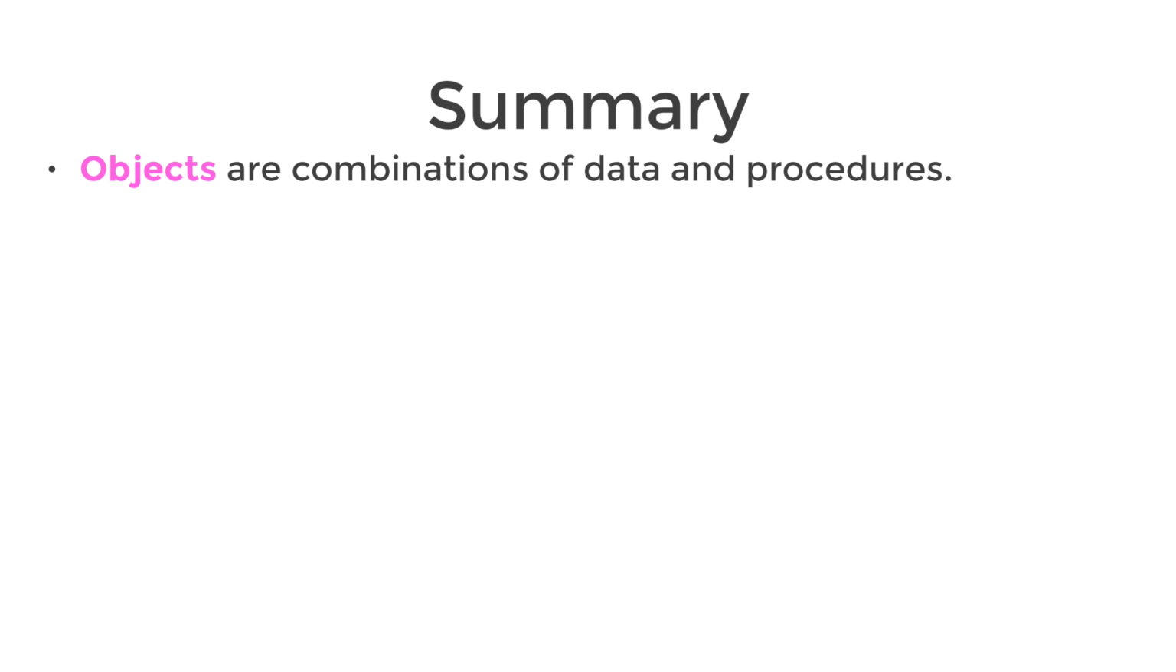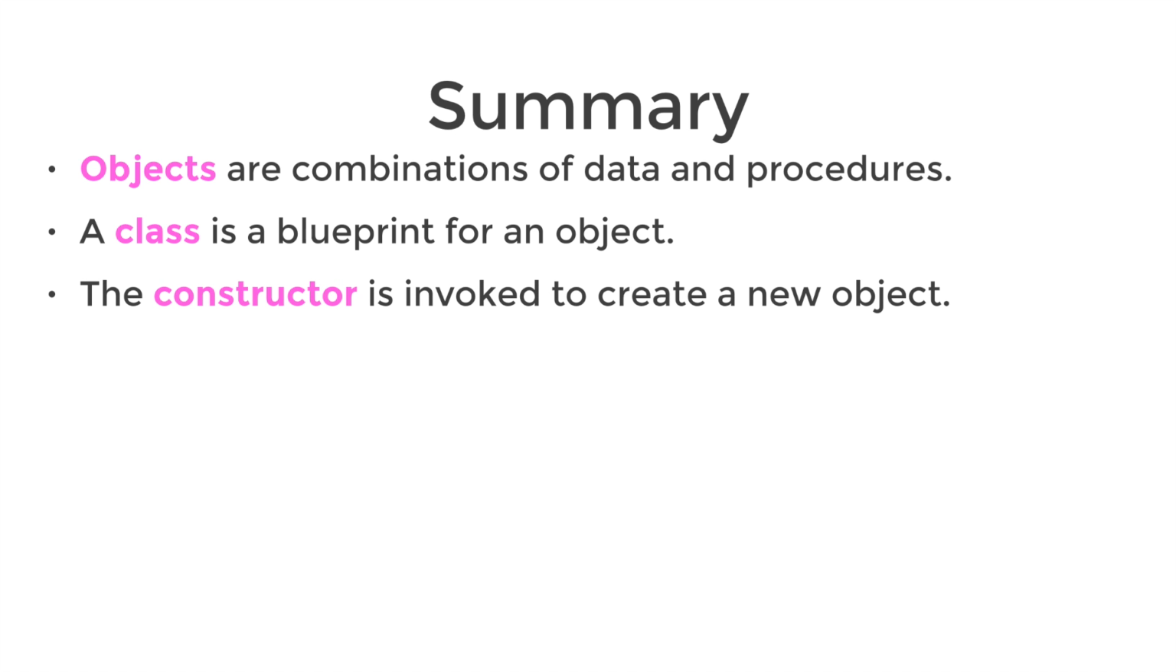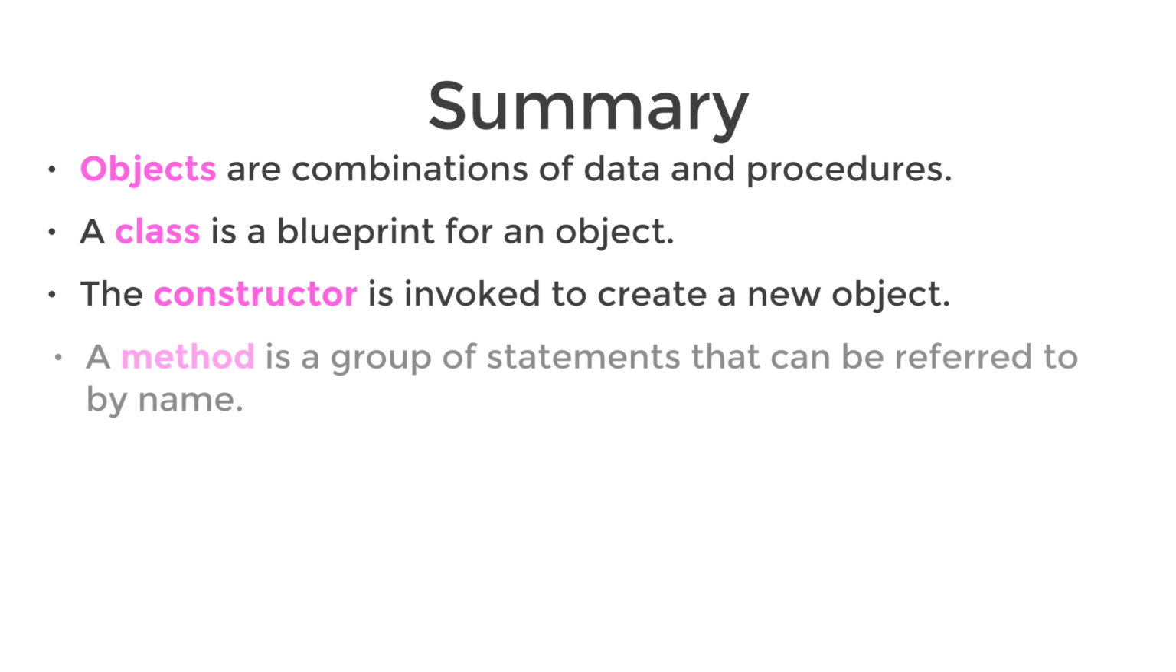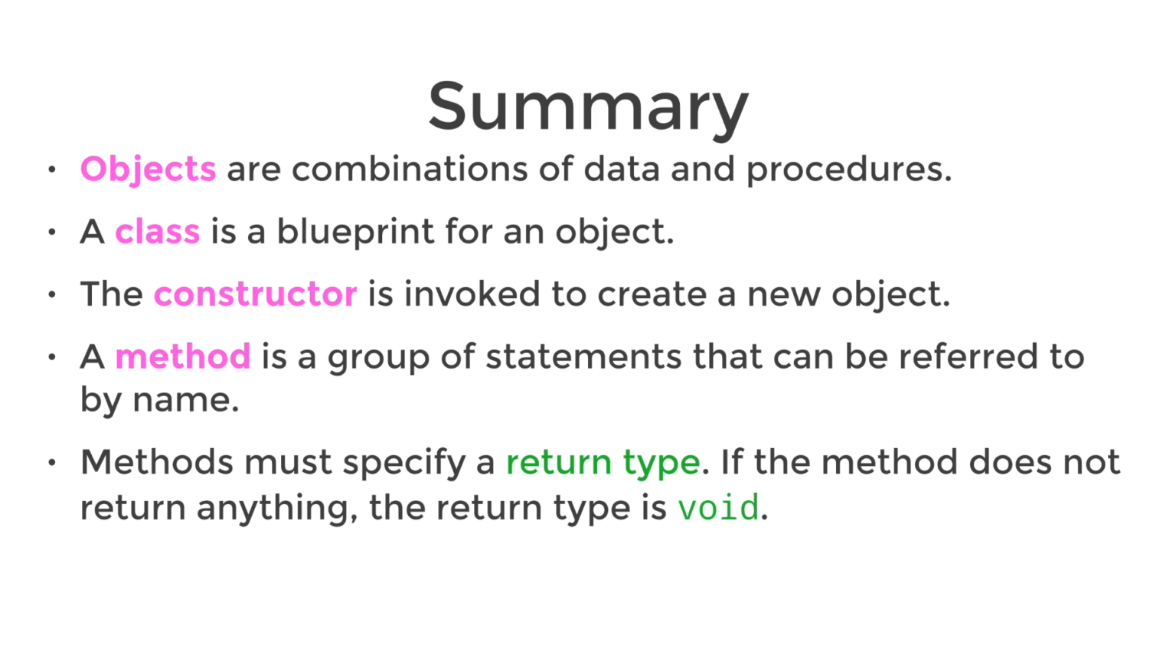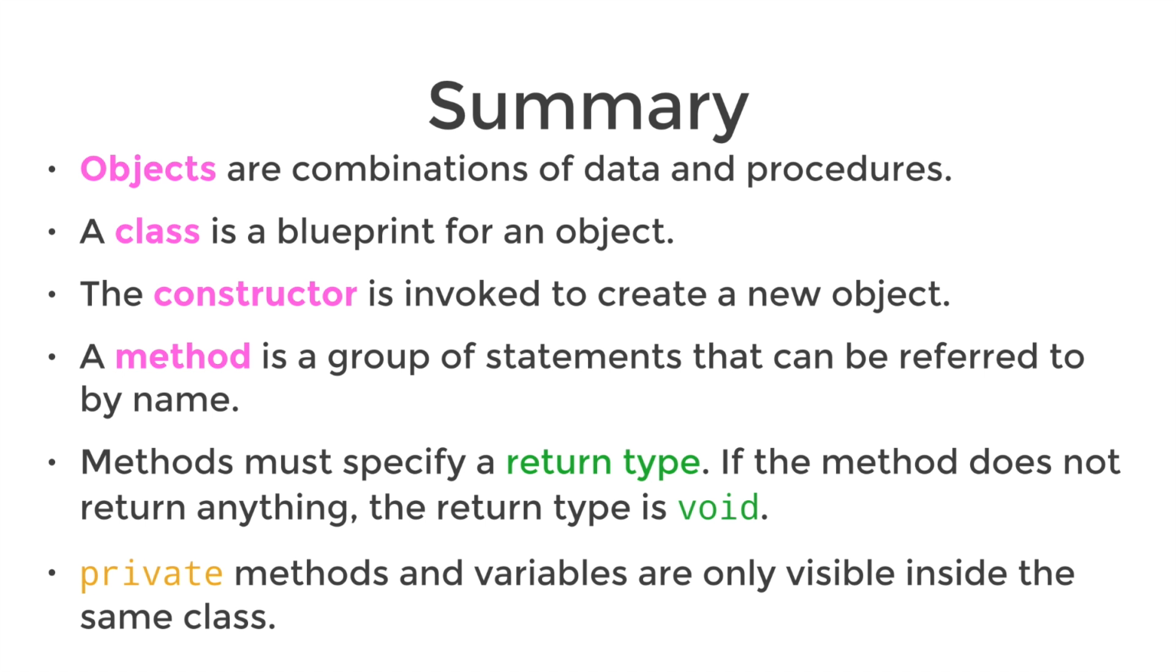So in summary, objects are combinations of data and procedures. A class is a blueprint for an object. The constructor is the thing that creates an object. A method is a group of statements that can be referred to by name. Methods always have a return type. If the method doesn't return anything, then the return type is void. And private methods and variables are only visible inside a class.